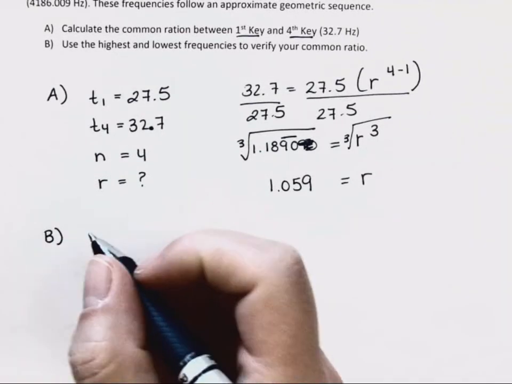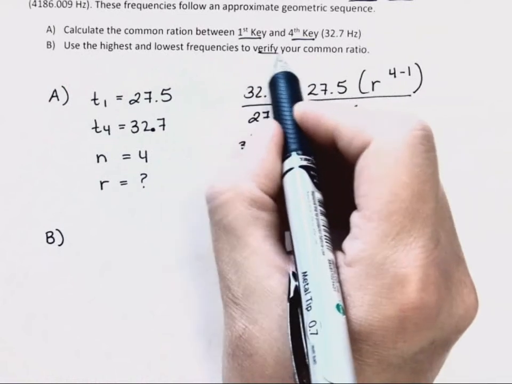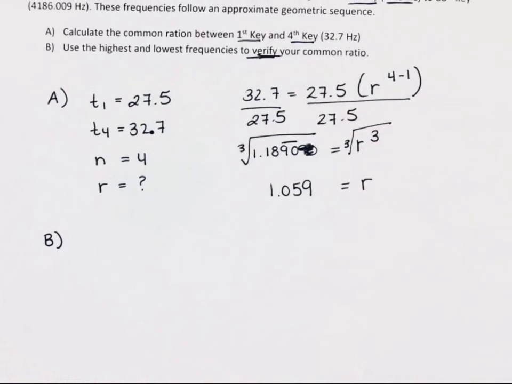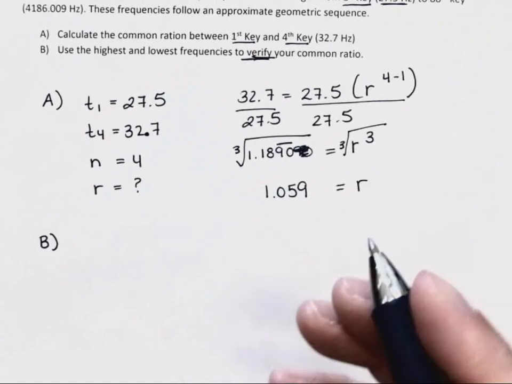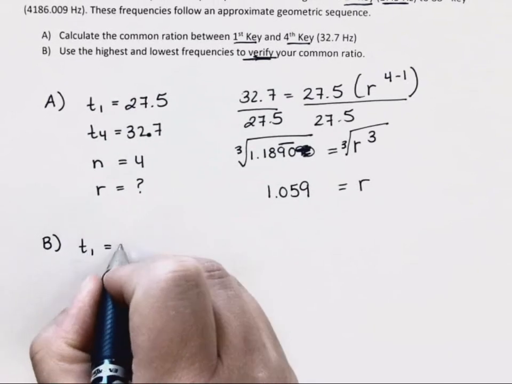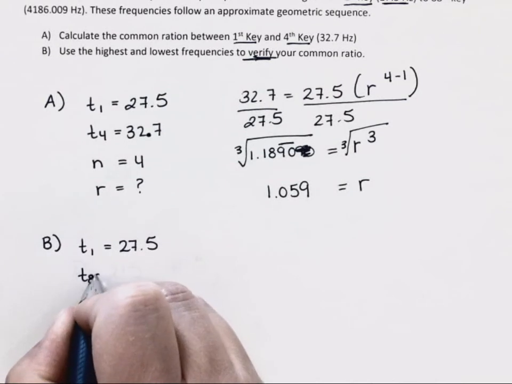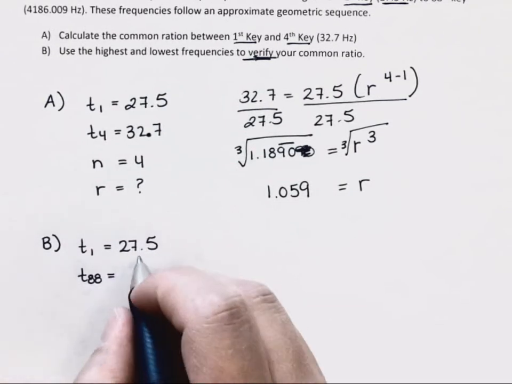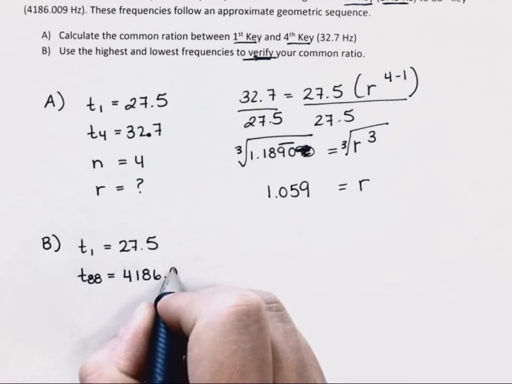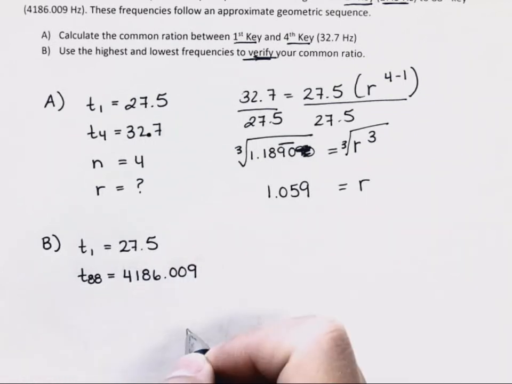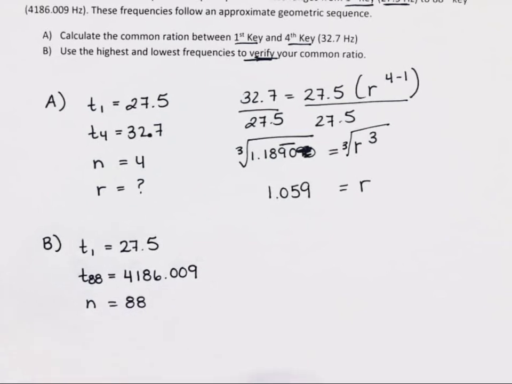So question B says, use the highest and lowest frequencies to verify. Verify is we are verifying to make sure that we get the exact same answer that we did in A. So we know that T1 is still 27.5. This time we're going up to T88, the last key. So that's 4,186.009. We know that N is 88. That's how many number of keys I have.